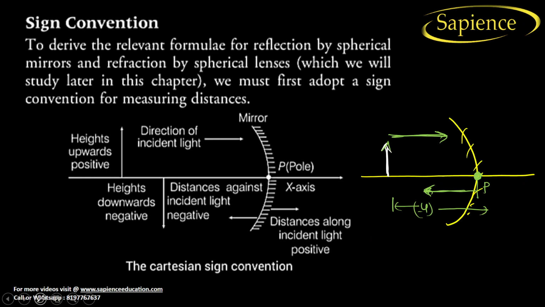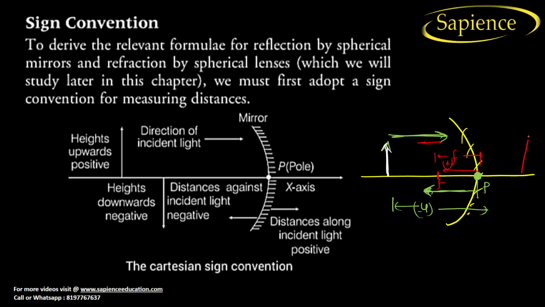Now, if you talk about the focal point, let us consider this is the focal point. If you want to measure the focal length, it will be f. So this is the focal length. Got it? This is the focal length. The focal length will be negative. Why? Because when you start moving toward this, you are going in the opposite direction, so you have to take it as negative.